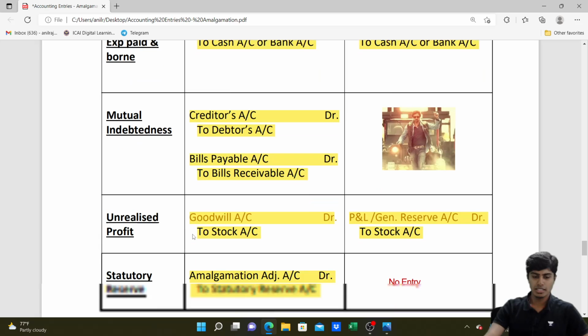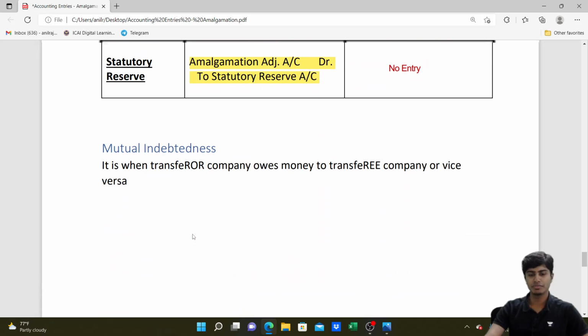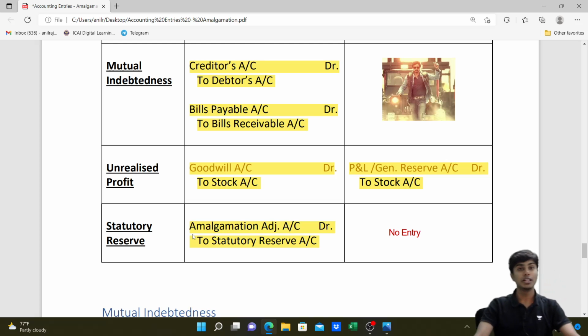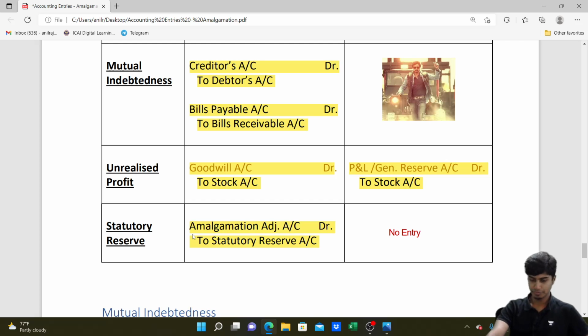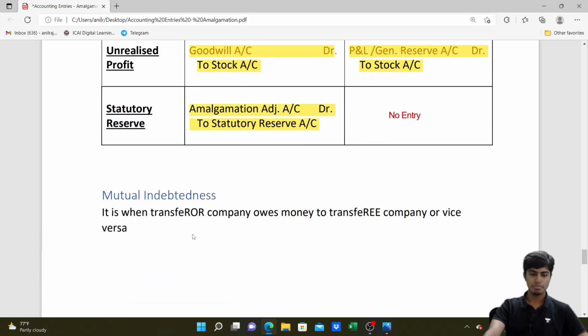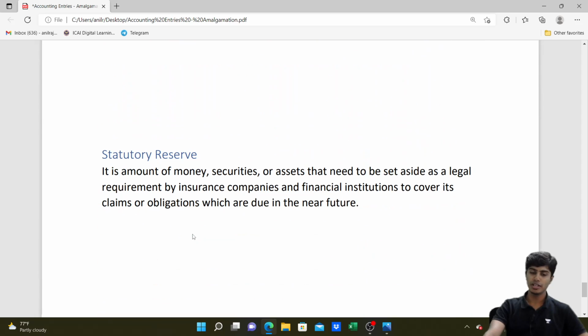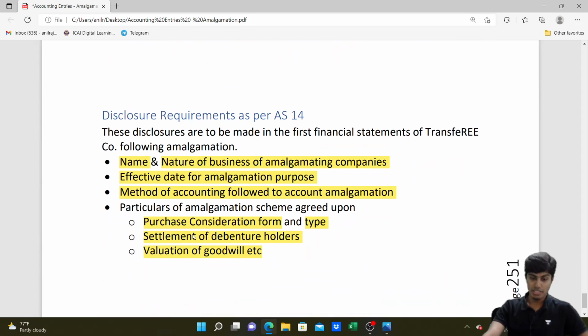After this, the next part is statutory reserve. What is the entry for statutory reserve? No entry for statutory reserve in the case of amalgamation in the nature of merger, because it would be taken in the initial part. So the meaning of mutual indebtedness, the meaning of unrealized profit, statutory reserve. This is important. Take a note of this one. This is the disclosure requirements as per Accounting Standard 14.